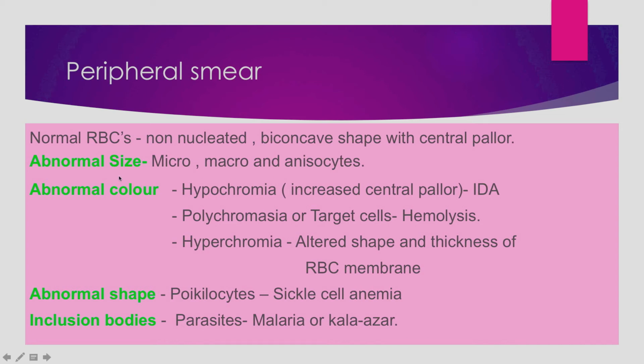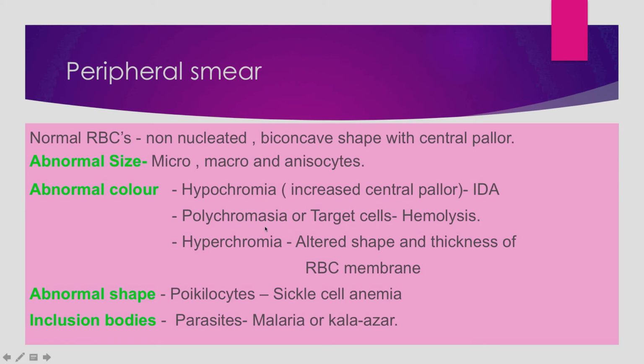Abnormal size: if the RBCs have abnormal size, we call them microcytes or macrocytes. These micro and macrocytes together are called anisocytes, meaning unequal size. Abnormal color: if the color of the RBC is less than normal, we call that hypochromia, or if the cells are darker, we call that hyperchromia. Hypochromia is generally seen in iron deficiency anemia, whereas hyperchromia or hyperchromasia is seen in some RBC membrane defects. We will study these membrane defects later on.